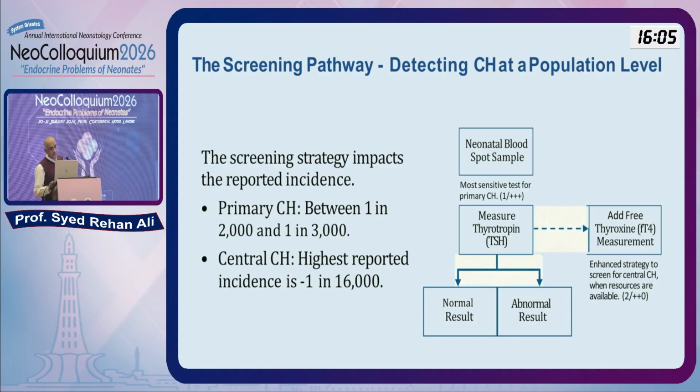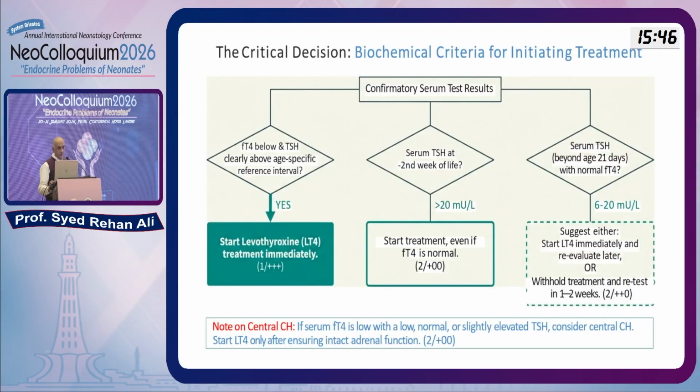So the screening pathway, at a population level: you do the neonatal blood spot, this most sensitive test, and you measure the TSH; it is either normal or abnormal. Then, depending on your strategy or resources available, you can also do the T4. Once an abnormal test is obtained, you confirm it with a serum sample. And if the free T4 and the TSH are clearly abnormal against the age-specific reference, then you start levothyroxine immediately. And if the TSH at the second week of life is greater than 20, you start treatment even if the FT4 is normal. So even if the TSH is more than 20, you start the treatment.